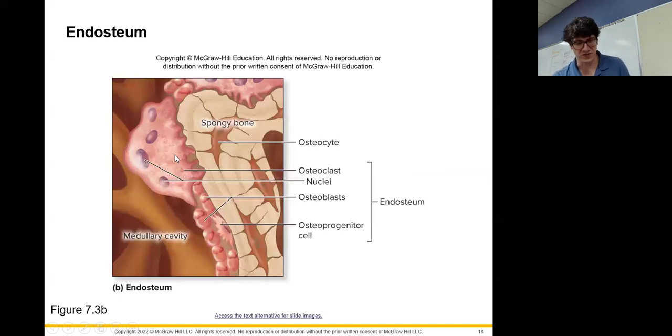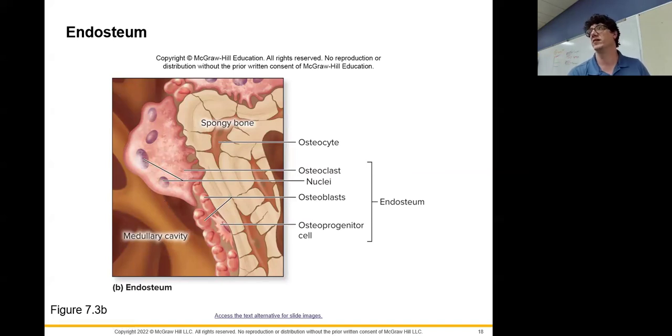The inside of the bone is going to look very similar. We still have osteocytes and a lacuna. We still have calcium phosphate bony matrix. But now we have a new type of cell here. This one is going to be called an osteoclast. Osteoclasts are going to break down bony matrix.